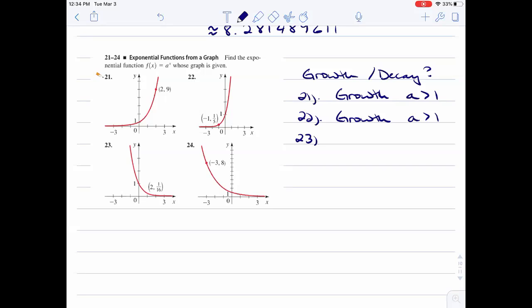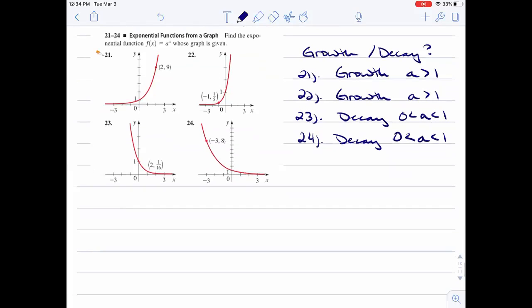And then 23 and 24, both of these look like decay, right? And so now we've got decay. So a must be between 0 and 1. And again, we've got decay. So a must be between 0 and 1. Just to have a good idea of what a might be, reasonable values for a.